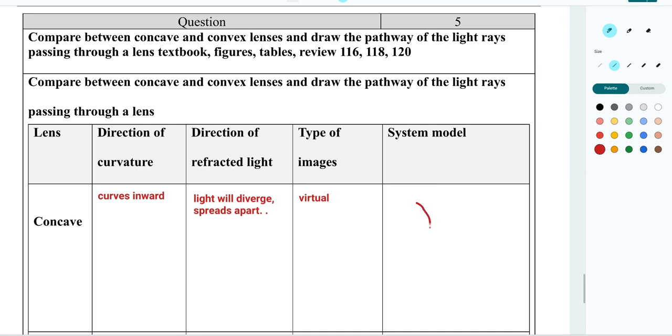So our mirror will curve inward. Our lens will curve inward. So here's our optical axis coming straight through the middle. Any light that is parallel to that optical axis will diverge. So in this case, it's going to bend away from the normal as it passes through the concave lens. Again, it can get a little bit confusing when we're talking about lenses and mirrors.